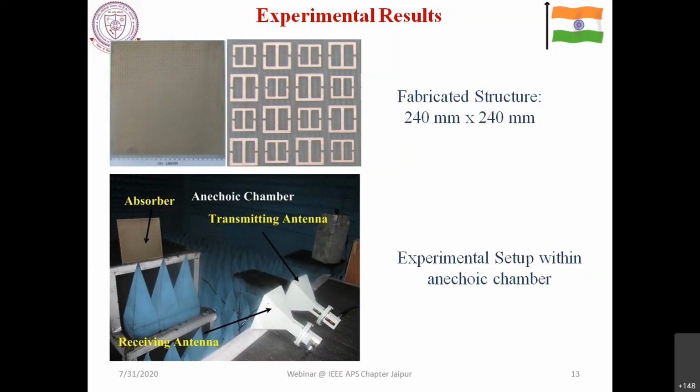Next question is, how can one decide the number of unit cells in a periodic structure? If you are considering an absorber or polarization conversion kind of structure, you should take it as large as possible. I already mentioned that we had taken 240 mm by 240 mm. But if it is possible for you to go for 500 mm by 500 mm, go for it.